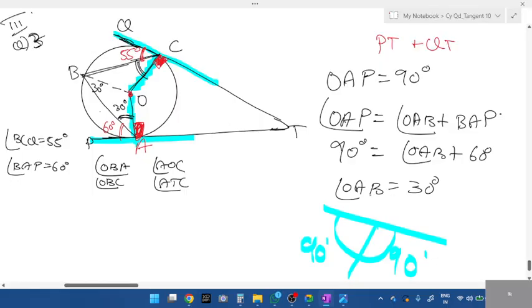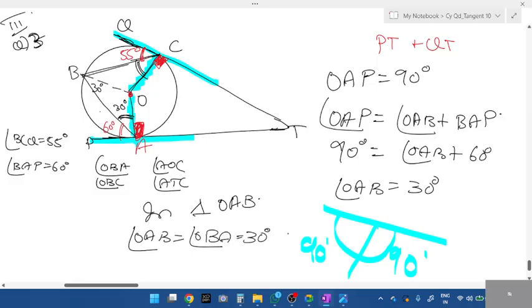Angle OAB is 90. Then you can write, in triangle OAB, angle OAB is equal to angle OBA. That is equal to 30 degrees, right? Isosceles triangle. Just mention isosceles triangle.